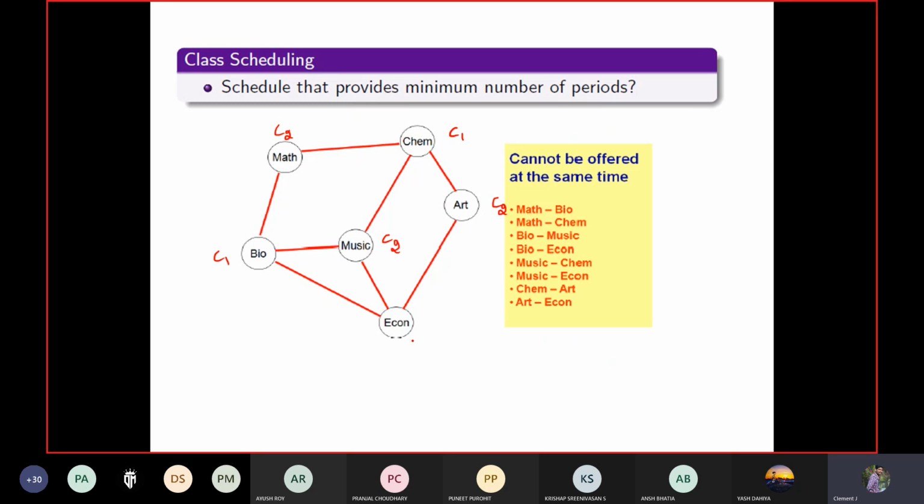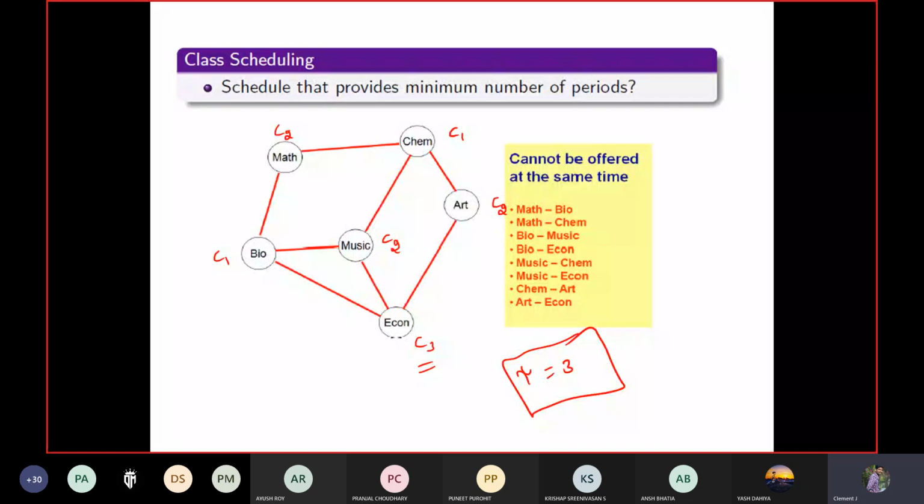Now can you guess what about economics? Economics is C3. Here economics is adjacent to the biology subject, the music, and the art. So it forces me to use another color, C3. So the chi value of this graph is actually 3.